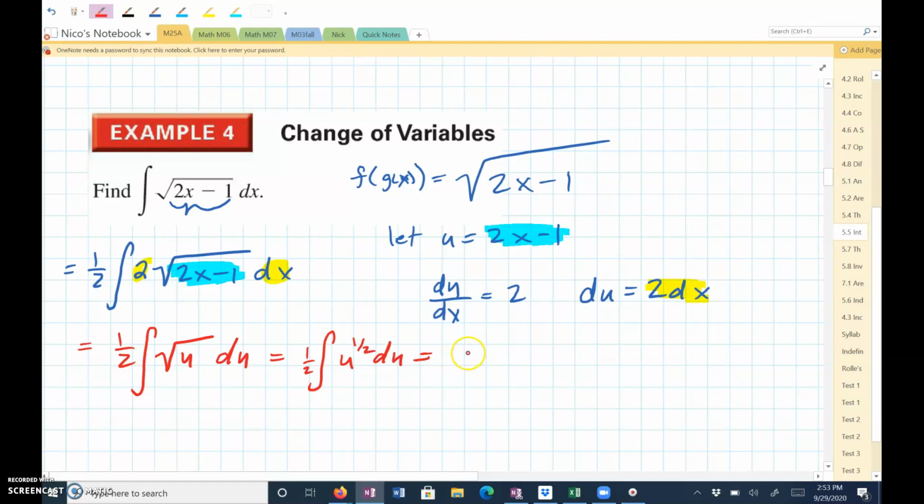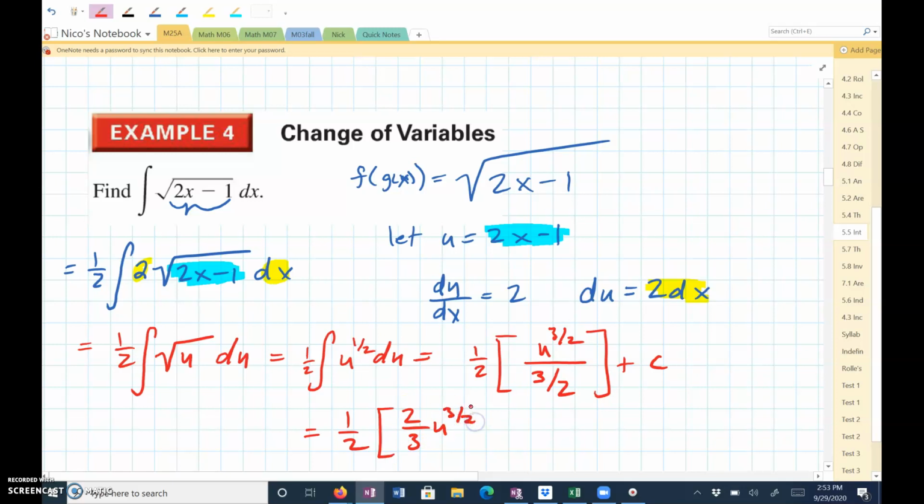Now I can find the antiderivative, so I have 1/2 out in front. Then I have u to the 3/2 divided by 3/2 plus c. So this is going to equal 1/2 times 2/3 u to the 3/2 plus c. The 2's are going to cancel out. So now you've got 1/3 u, where u is 2x minus 1, to the 3/2 power plus c.